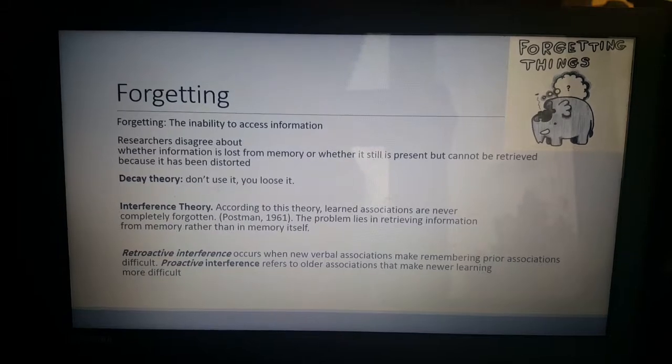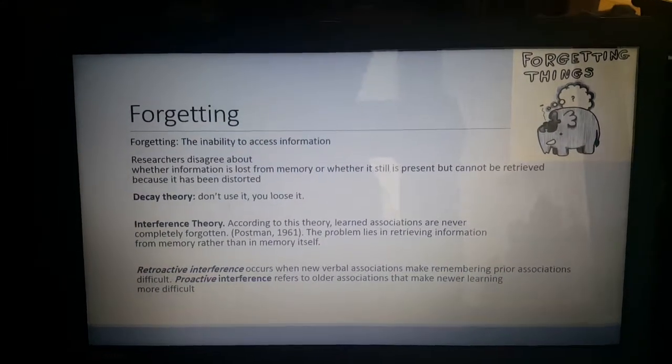And this is a summary of the information processing theory model.